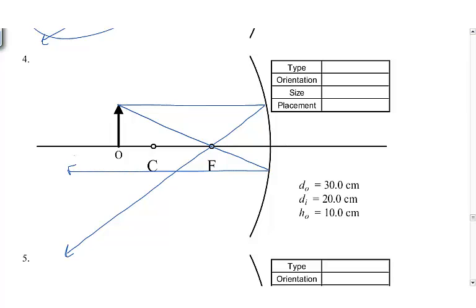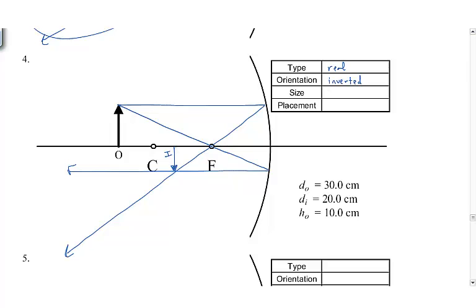Where those two lines intersect, we see the image is being formed. So label that as an eye. Our object is already labeled. And we can see the light rays were coming together at that location to form the image, so that's a real image. The orientation, compare it to the object. It is inverted. It's pointed in the opposite direction.